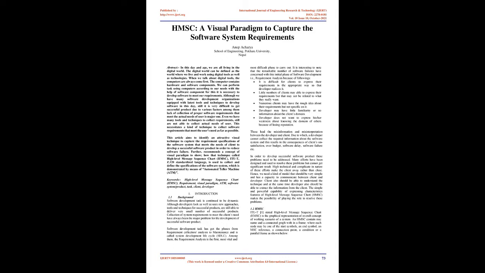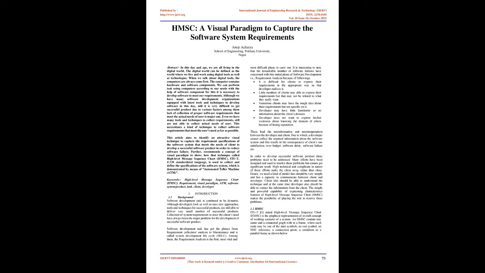This article aims to identify an attractive visual technique to capture the requirement specifications of the software system that meets the needs of the client, to develop a successful software product in order to reduce software failure. Further, it recommends a concept of visual paradigm to show how that technique, called high-level message sequence chart, HMSC, an ITU-T standardized language, is used to collect and define the specifications of the software system, which is demonstrated by means of an automated teller machine, ATM. Keywords: high-level message sequence chart, HMSC, requirement, visual paradigm, ATM, software system / product, task, client, developer.